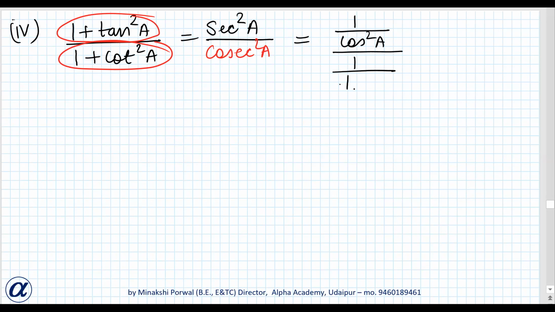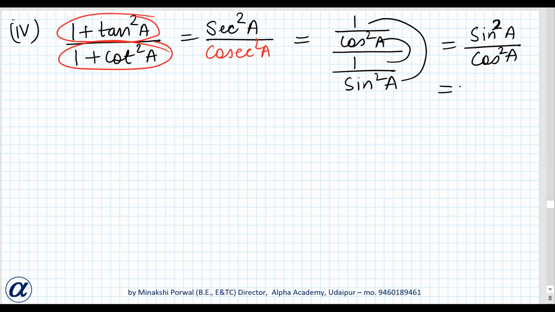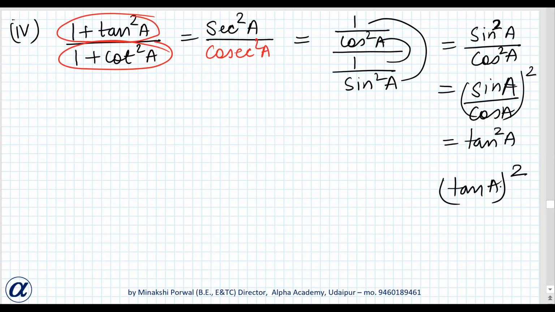Now sec square A is 1 upon cos square A. Cosec square A is 1 upon tan square A. Whenever there is a fraction upon fraction, these two are multiplied and these two are multiplied. Cosec square A is 1 upon sine square A. So this is sine square A upon cos square A, which is sine A upon cos A the whole square, that is equal to tan square A. Tan square A means tan A the whole square. So here also option D is the correct answer.